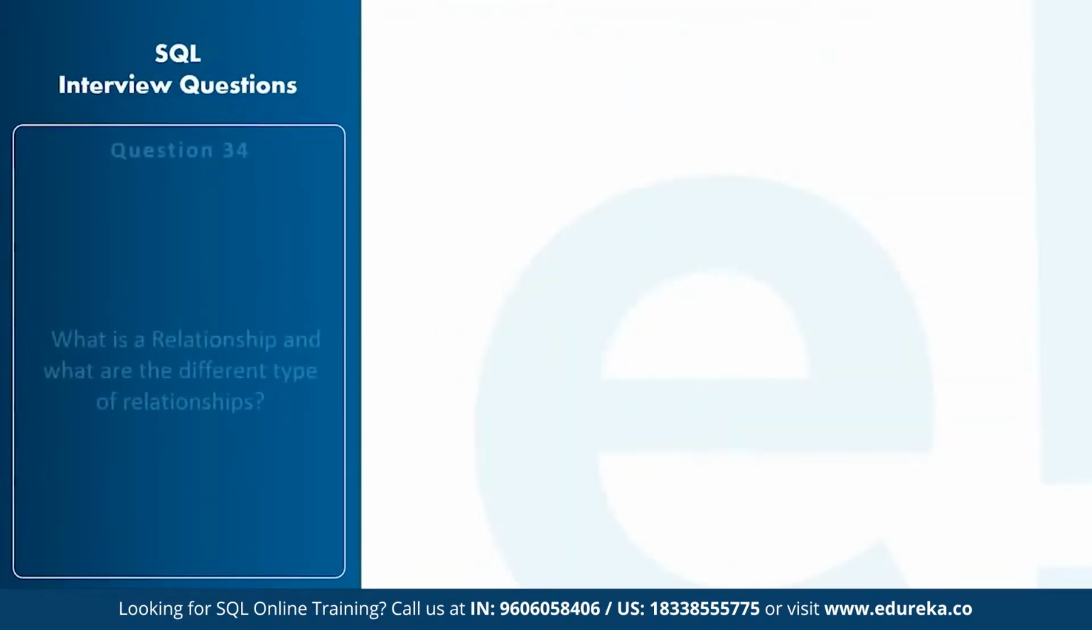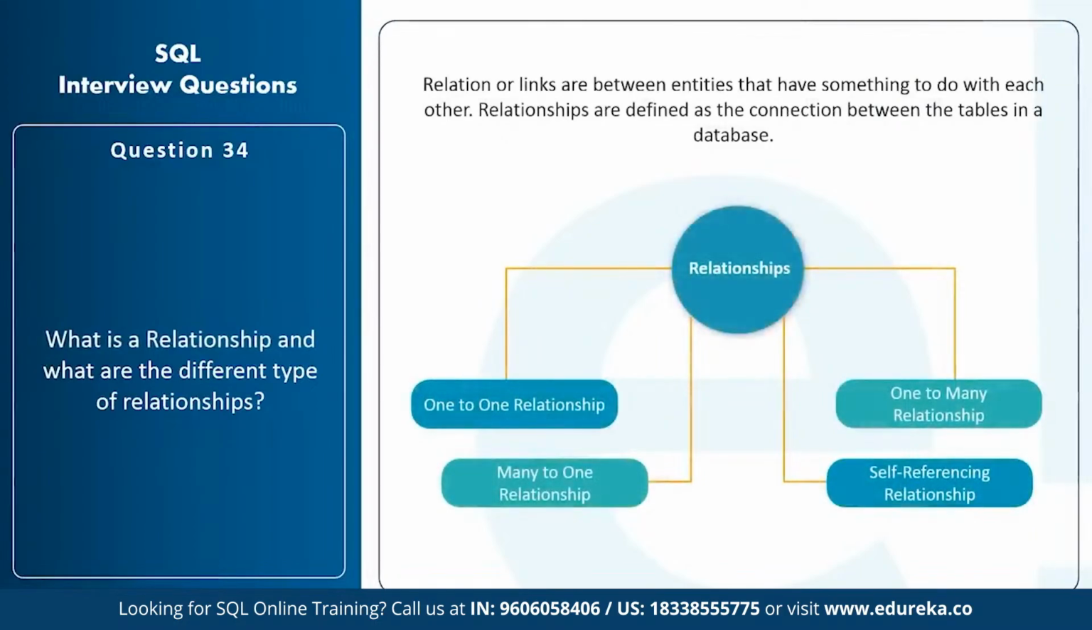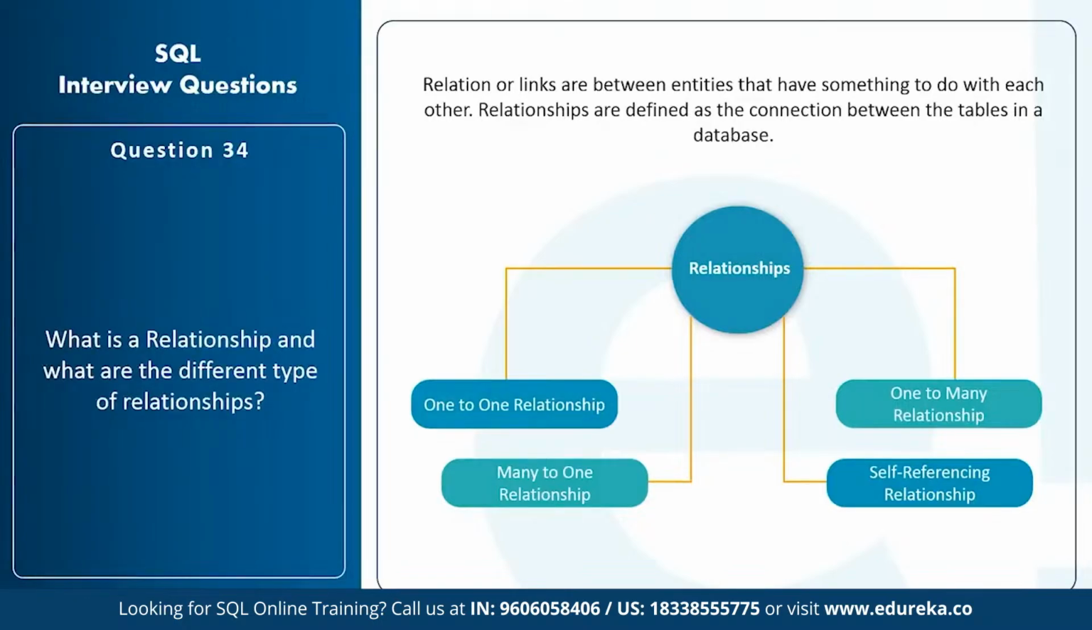Now let's move forward to our next question, that is what is a relationship and what are the different types of relationship? So relations or links between entities that have something to do with each other can be basically termed as relationships. Relationships can also be defined as the connection between the tables in a database, right? Now the different types of relationships are the one-to-one relationship, the one-to-many relationship, the many-to-one relationship, and the self-referencing relationship.